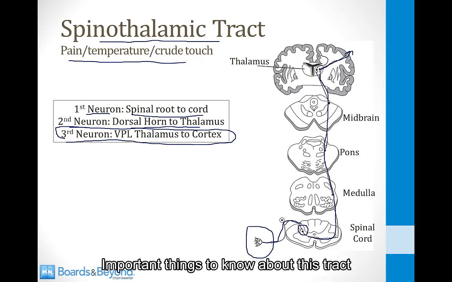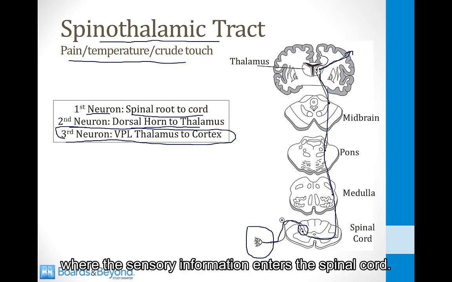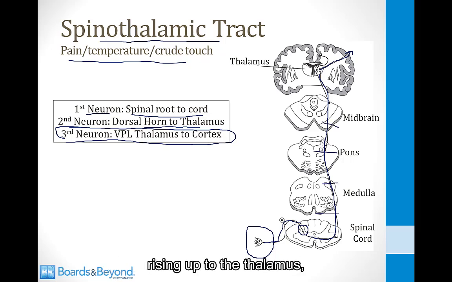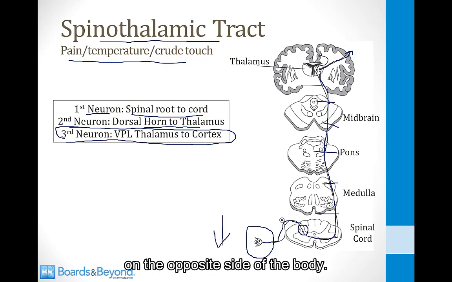Important things to know about this tract are that it crosses right at the level where the sensory information enters the spinal cord. So if you have damage to any of this tract rising up to the thalamus, you will lose pain and temperature sensation on the opposite side of the body.